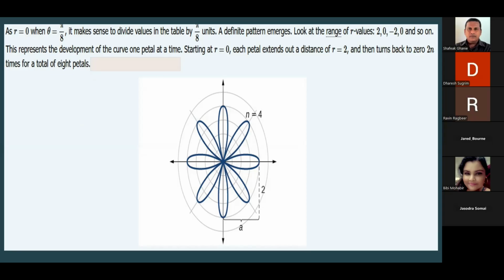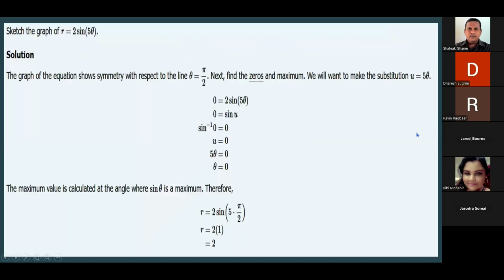Starting at r is equal to 0, each petal extends out to a distance of r is equal to 2 and then turns back to 0, for a total of 8 petals. So from the graph here, you can see that this has 8 petals. That's our first example on the rose curve.